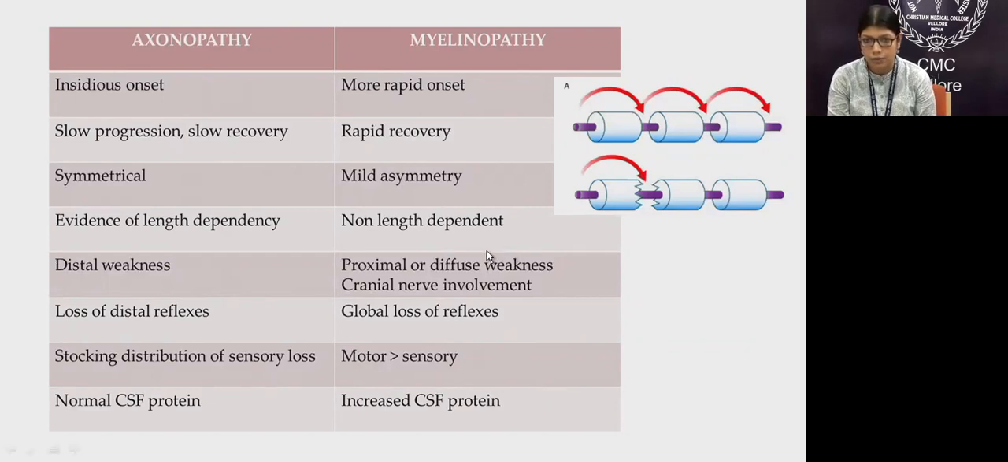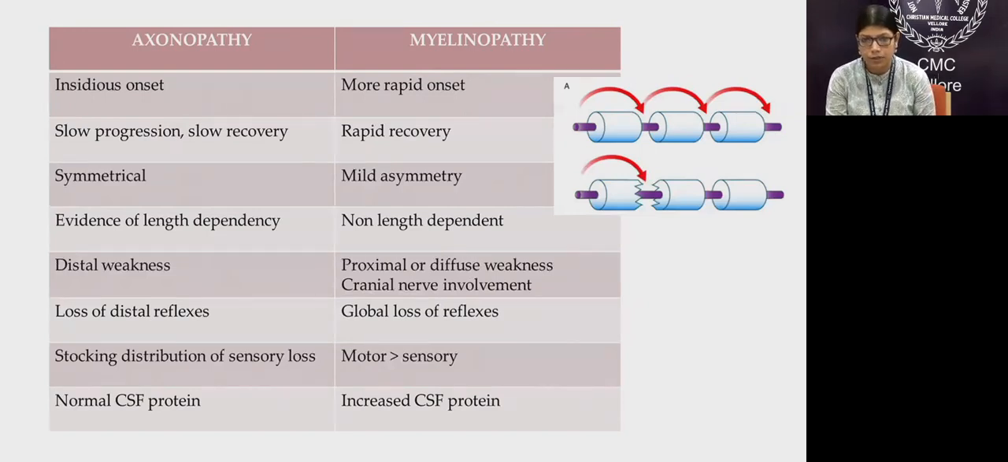is a non-length dependent neuropathy, and it can cause both proximal and distal weakness. It doesn't mean that it will start off from distal weakness and then go to proximal. Both proximal and distal can happen at the same time, and also cranial nerve involvement can occur at the same time when there is a limb involvement.